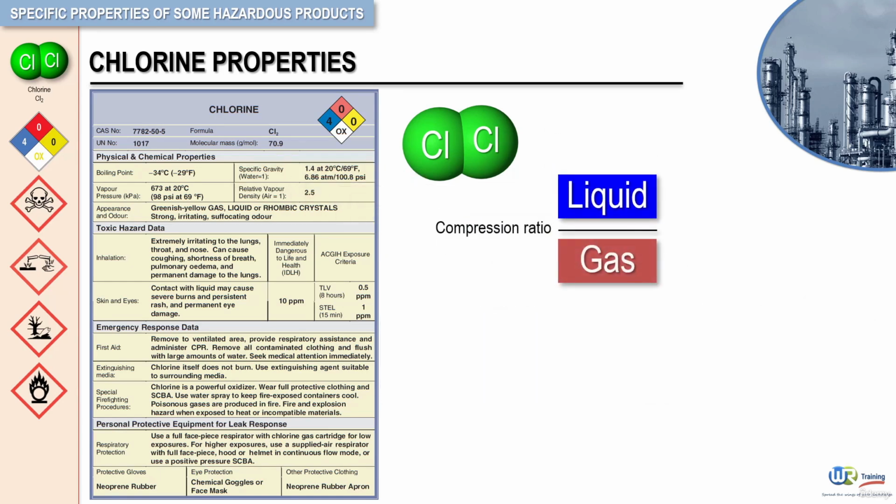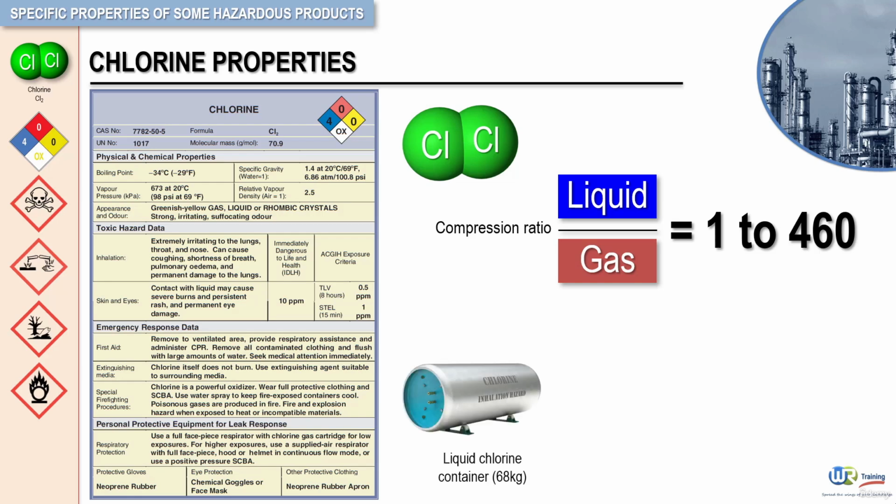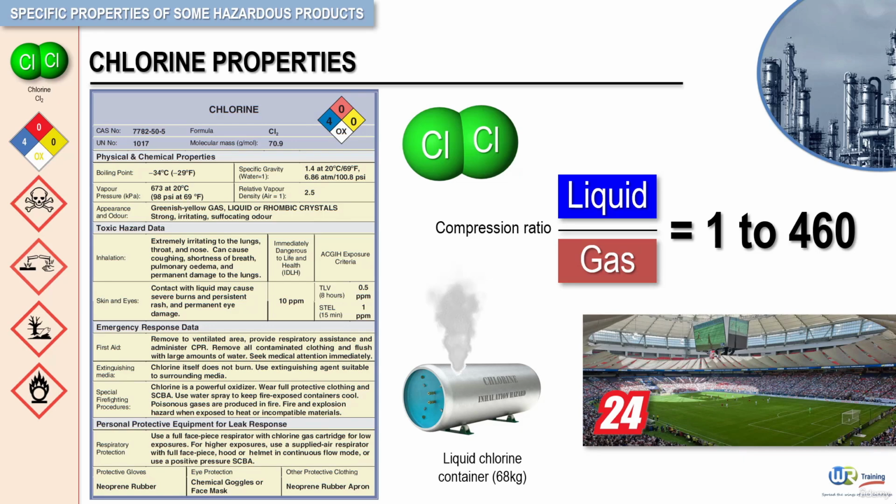Chlorine has a high compression ratio. The ratio of chlorine liquid to gas is 1 to 460. What this means is that 1 liter of liquid chlorine will expand to 460 liters of pure chlorine gas. In other words, if all the liquid chlorine were to escape from this 65 kilogram container, enough pure chlorine gas will be released that 24 times the amount of air contained in this stadium would be required to dilute it to a safe level. This translates to a gas concentration of 0.5 ppm, which is the TLV, the maximum allowable concentration a person can be exposed to, averaged over an 8-hour period.